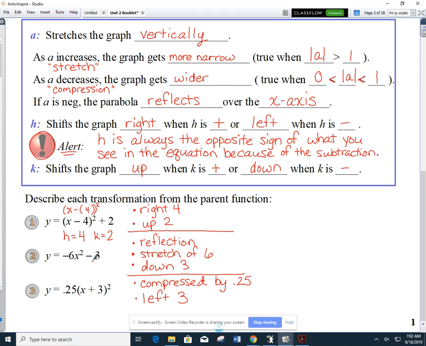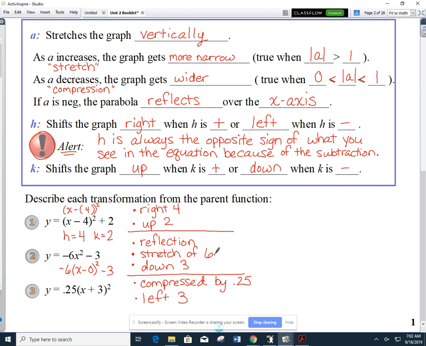This doesn't have an H value, so essentially it's like saying -6 times (X minus 0) squared and then -3, because X minus 0 would just be X, and you would end up not having parentheses. When we say a stretch of 6, I want you to have an understanding of what that means. It's basically a force that's pulling upward on this function, and the force is 6 times as strong as the force acting on the parent function.